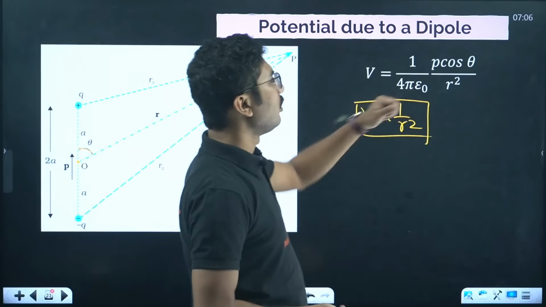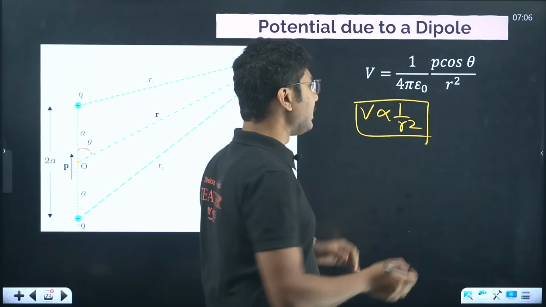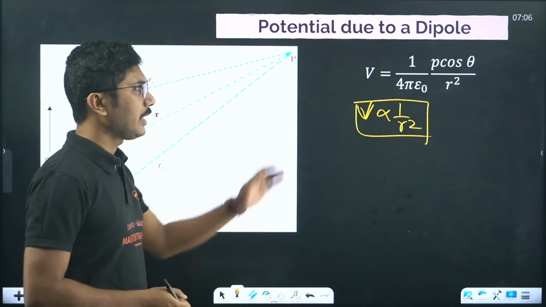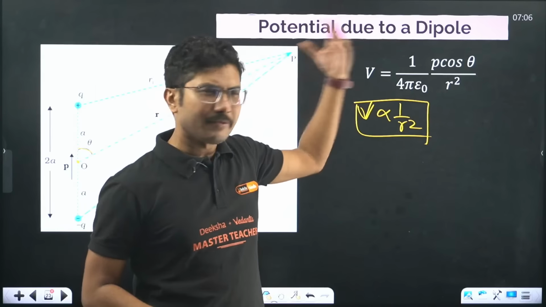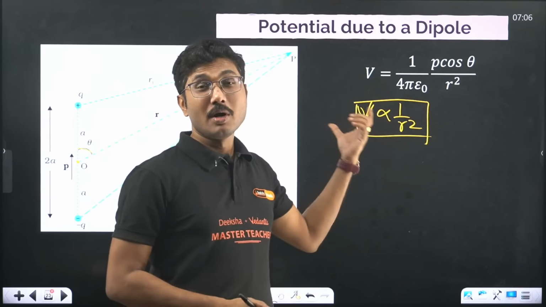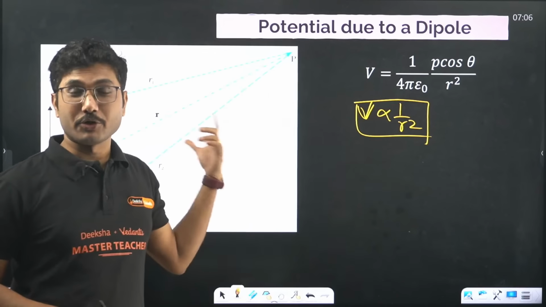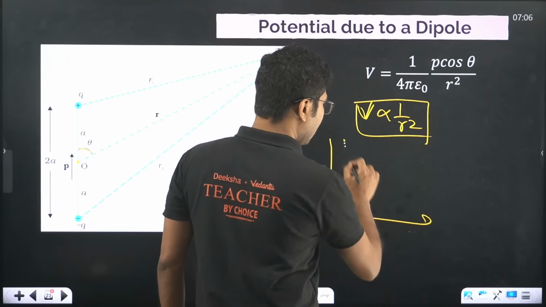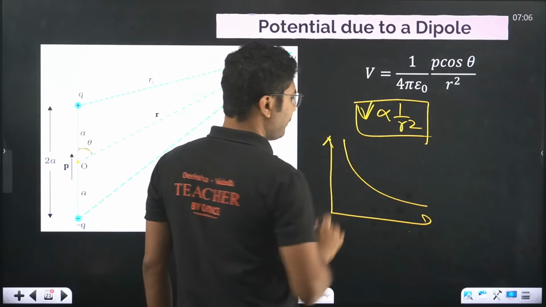Potential due to a dipole. The only thing you need to remember is that potential is proportional to 1 by r square: p cos theta by r square. I have never seen a question asking for the graph of electric potential due to a dipole, but if asked, it will be the same as the electric field, a 1 upon r square graph. So remember that.